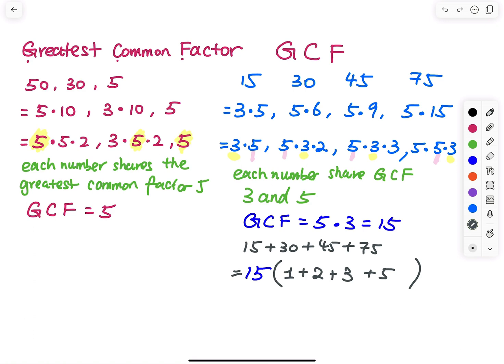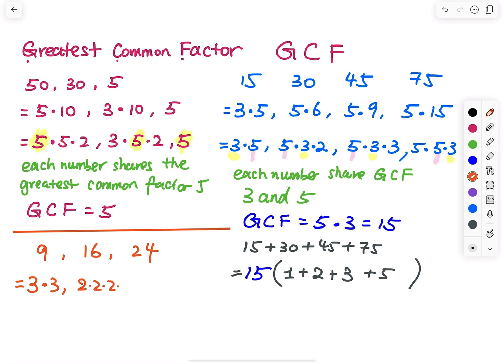Can you always find a GCF? The answer is no. Let's say we have another example: a 9, a 16, and a 24. As always, we break down the numbers. With a little bit of practice, you can do the breakdown in one step. The 9 is 3 times 3. The 16 is 2 times 2 times 2 times 2. And the 24 is 8 times 3, and the 8 is 2, 2, 2, then times 3.